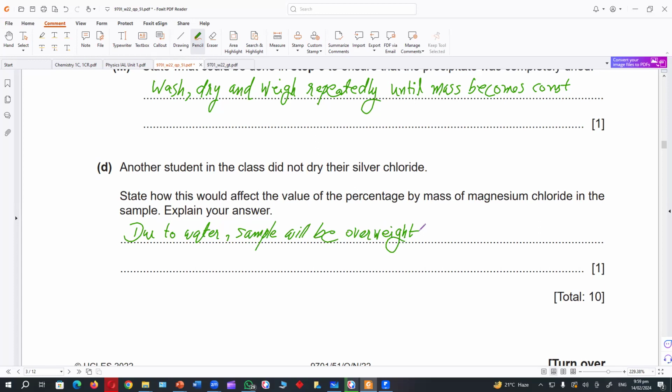So what about the percentage now? Percentage will be definitely different. So will we expect more percentage now, because the system will consider every mass as MgCl2. Yes. Because then the percentage by mass of MgCl2 will increase.